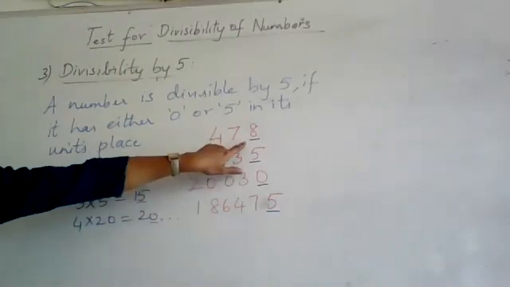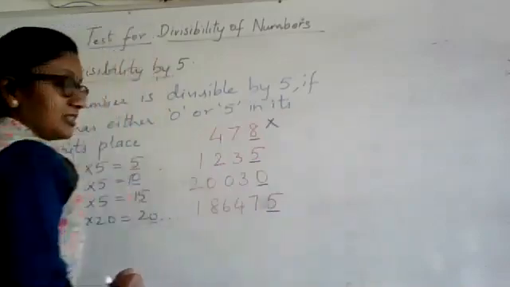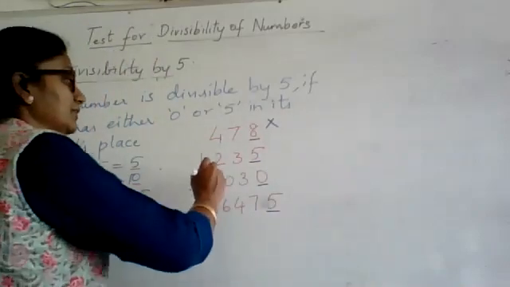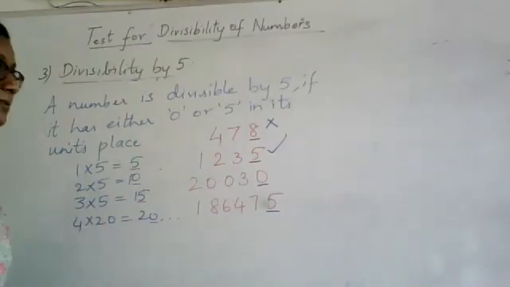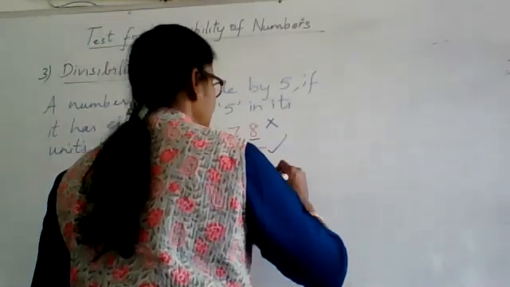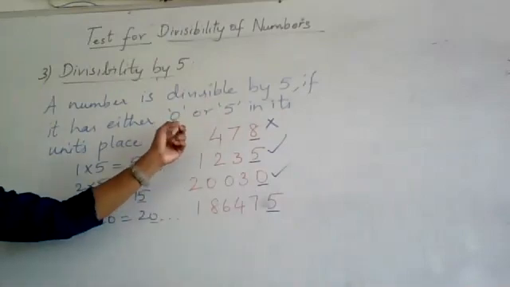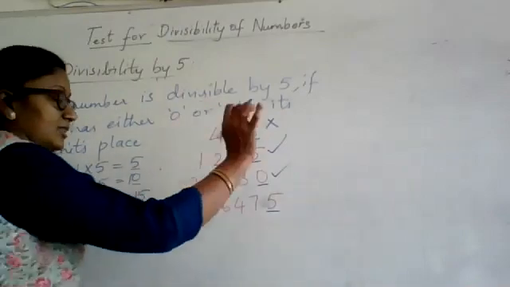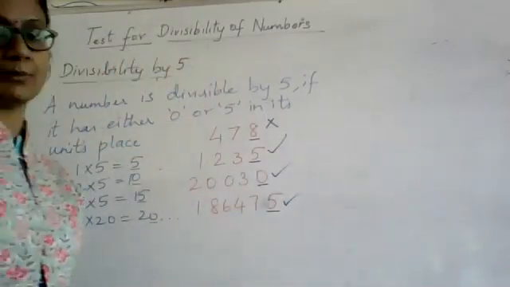In the first number, the ones place is occupied with 3. So this is not divisible by 5. What about the second number? Because the ones place is having 5, I can say it is divisible by 5. Here it is having 0, so that is also allowed. Both these are allowed. Either it will be a 0 or it will be a 5. So the third number is also divisible. Similarly, the fourth number is also divisible by 5.